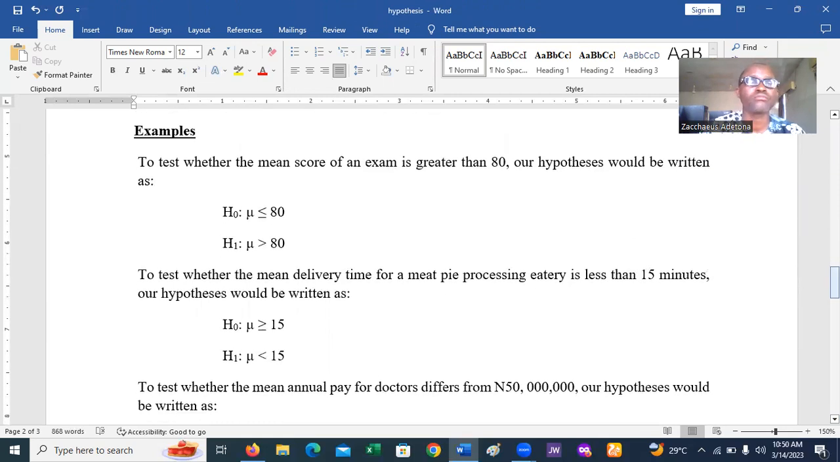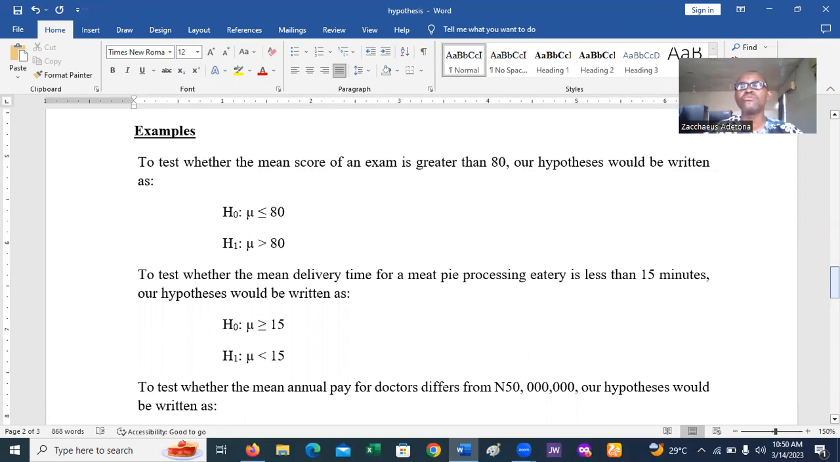Look at this question. Examples. To test whether the mean score of an exam is greater than 80, our hypothesis can be written as this. Look at the question. Whether the mean score of an exam is greater than 80. So it means mean greater than 80 is our interest. That is what we think should happen in this research. So that means the mean, represented as mu, the Greek letter mu here, greater than 80 will be in the alternative hypothesis.